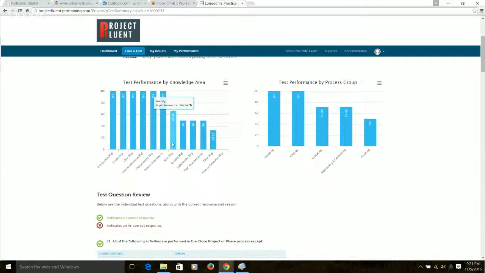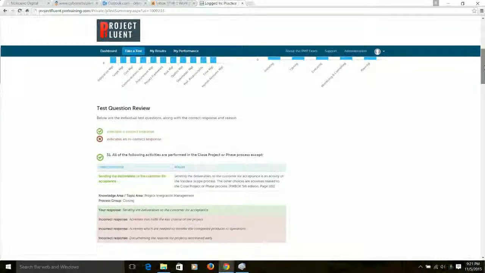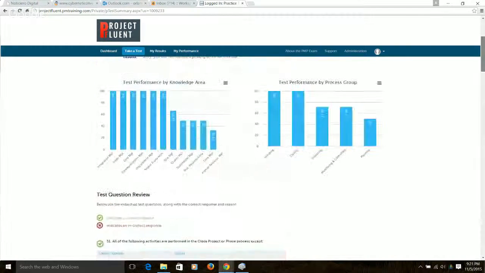Risk management, 66.67%. Quality management, 50%. Stakeholder management, 50%. Professional responsibility and ethics, 50%. Time management, 33%. And then by process group, the worst one that we had was 50% on planning, which is not good at all. But let's start reviewing some of the questions, at least the ones that we got right.